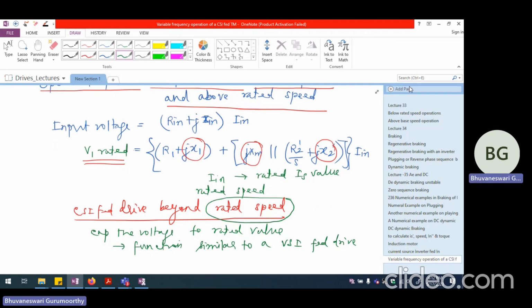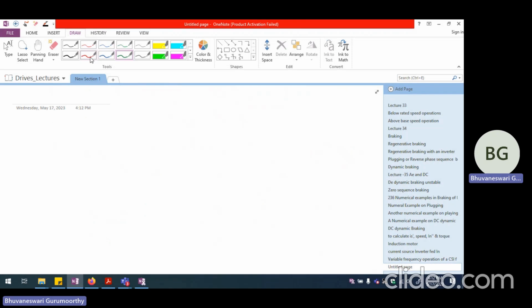And how is a CSI fed drive implemented? Let me give you a little bit of introduction to how a CSI fed drive is implemented.